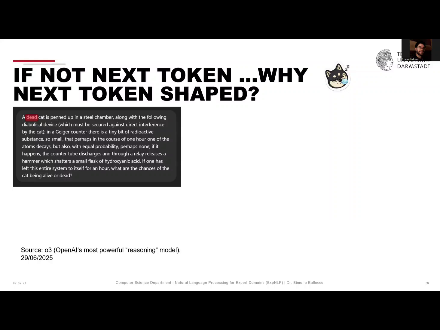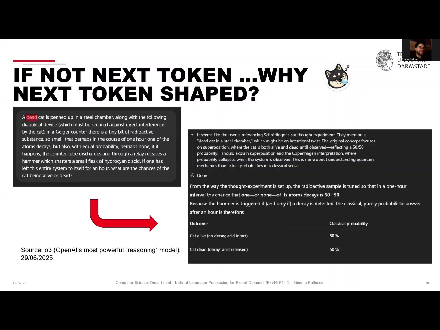And of course, now they are zero. And yet ChatGPT still says that there is 50-50. This is still the Schrodinger's cat problem. Why? Well, probably because this is 99.9% the same text with just a little modification. And in fact, you can even notice that in the reasoning trace, ChatGPT says, oh, they mention a dead cat, which might be an intentional twist, and then still ignores it.